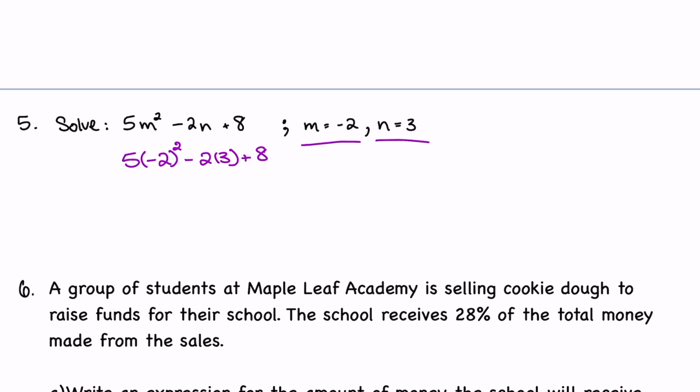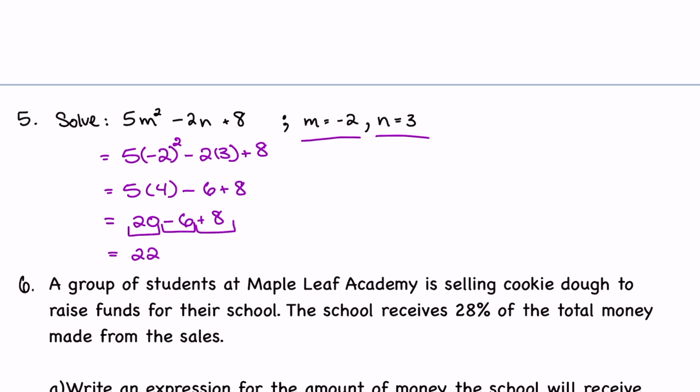So the first thing we're going to solve is our exponent. So -2 to the power of 2 is the same thing as -2 times -2, which gives us +4. So we end up with 5 times 4 minus, and 2 times 3 is 6, plus 8. 5 times 4 is equal to 20, minus 6, and also plus 8. 20 plus 8 gives us 28. 28 minus 6 gives us 22. So our answer is 22.